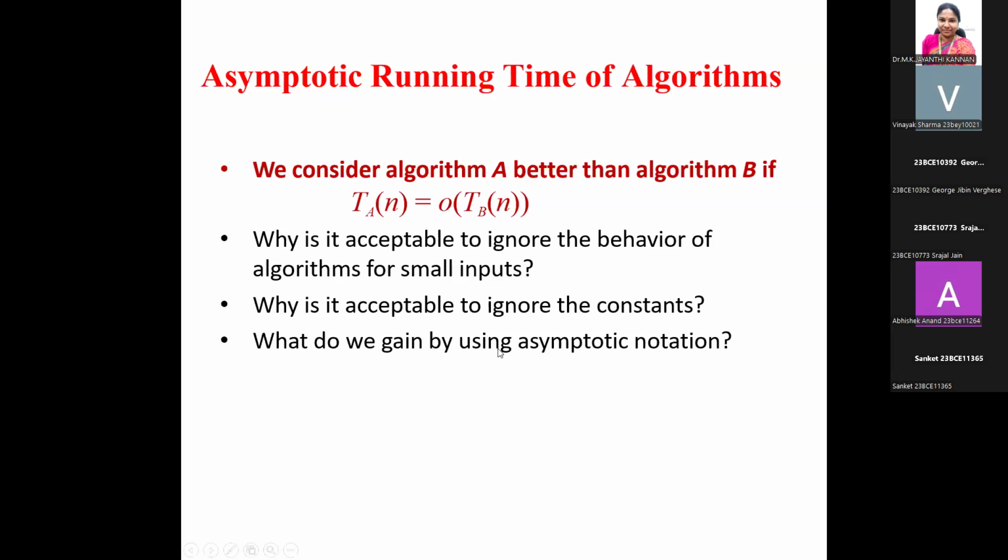And what do we gain by using the asymptotic notation? We are getting a mathematical formula. By seeing the formula and substituting the values, we can calculate the efficiency, time and space complexity of the particular algorithm. So we always use mathematical notations to calculate the efficiency, the time required as well as the space required.